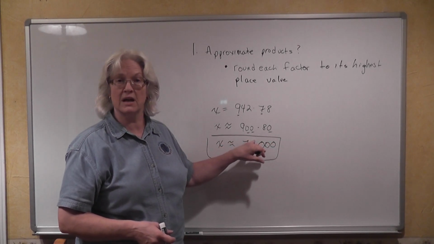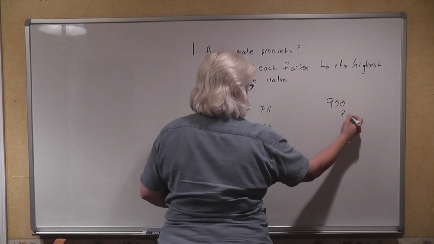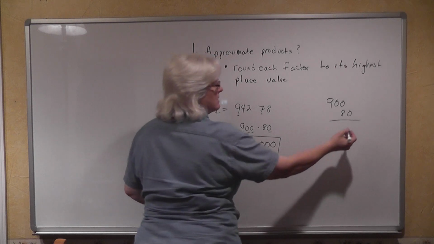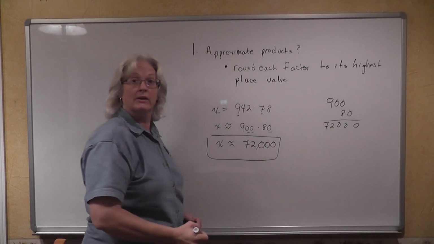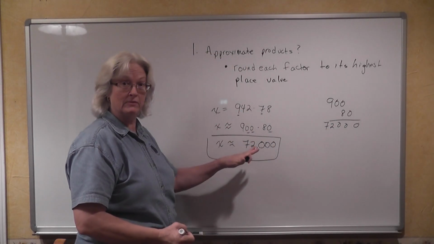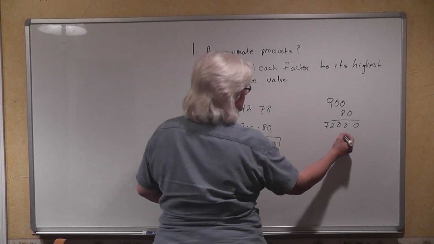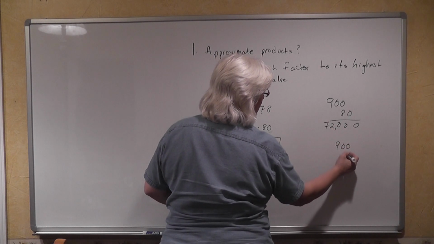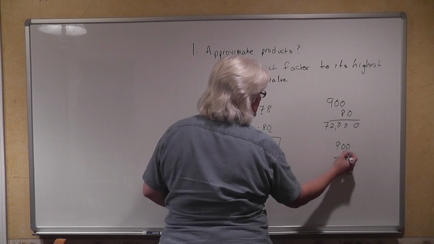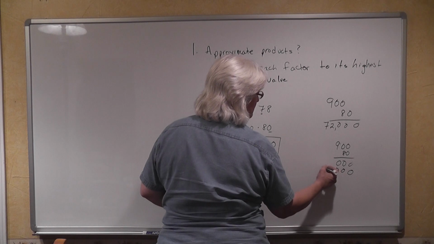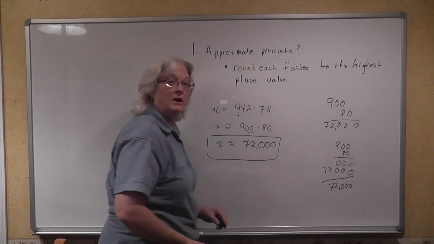And if you don't believe that, you can just count the zeros. 900 times 80, 0, 0, 0, 72,000. Have I been calling that 7,200? I don't remember, but it's 72,000. 900 times 80, we're going to move over another 0, 0, 0, 72. Or punch it into a calculator.